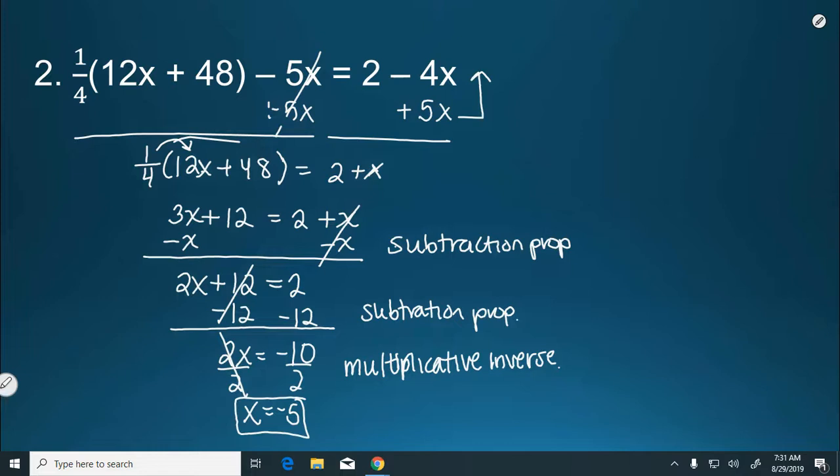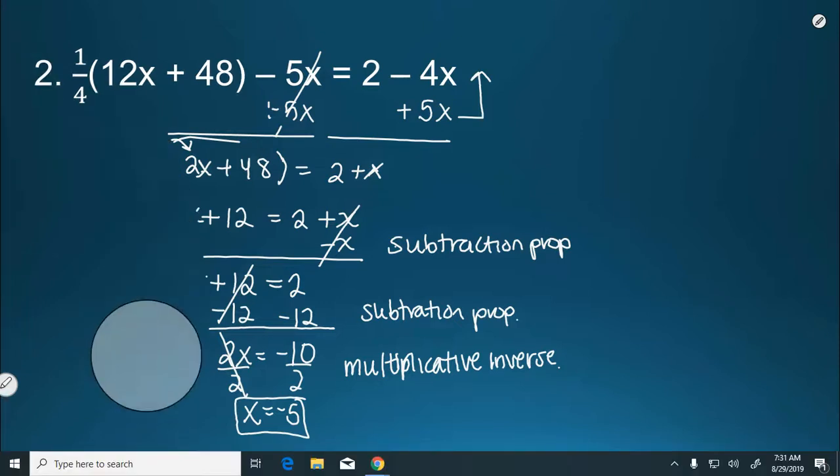Again, it's very important that you work neatly. Make sure you're carrying down any minus signs as negatives so that you don't mess up your signs in the end and get an incorrect answer. All right, let's take a look at the next example.